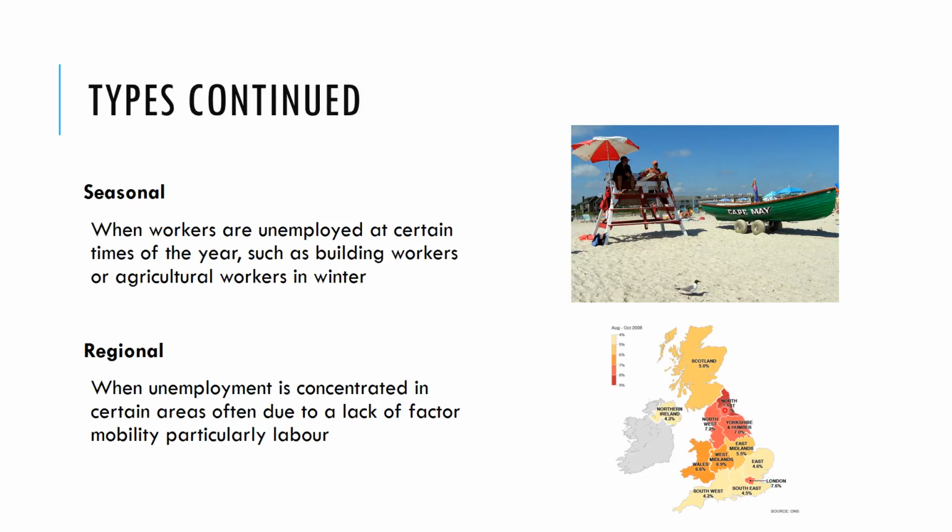And why might that be the case? Well, it might be you can't afford a house in London because it's so expensive. So you have to stay in the northeast. There is no job for you there, and so you're unemployed. So regional unemployment is where unemployment is concentrated in certain areas because people find it difficult to move around for whatever reason it might be.